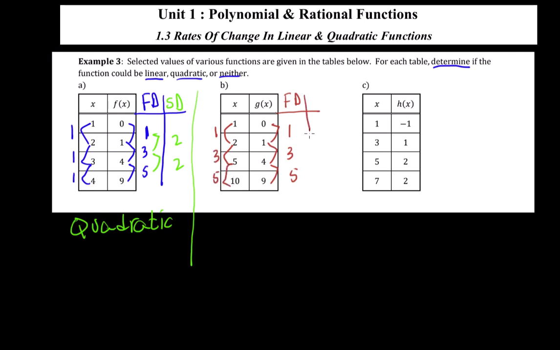So we can see that the first difference is not the same. And the first difference of the x are not the same. So we will test the slope. Slope is rise over run, or the difference of y divided by the difference of x. 1 divided by 1 is 1. 3 divided by 3 is 1. 5 divided by 5 is 1. So this is a linear.